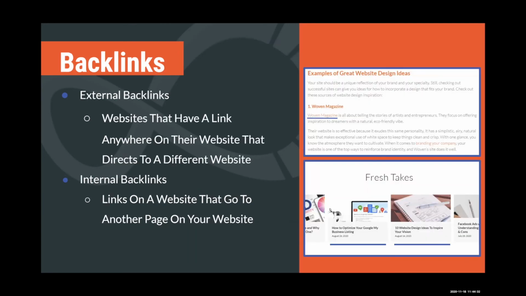Okay, so now we'll talk a little bit more about backlinks specifically. As I mentioned earlier, there are two types of backlinks: external and internal. An external backlink, to define that a little better, is when a website shows a link to your website anywhere within the content. Sometimes it's just a directory, sometimes it could be within the paragraph of a blog. We have a couple examples pictured on the right. These are snippets from our blog page. This blog, which was about examples of great website design ideas, has an external link to Woven Magazine. Click on that text, and it directs to Woven Magazine's website.